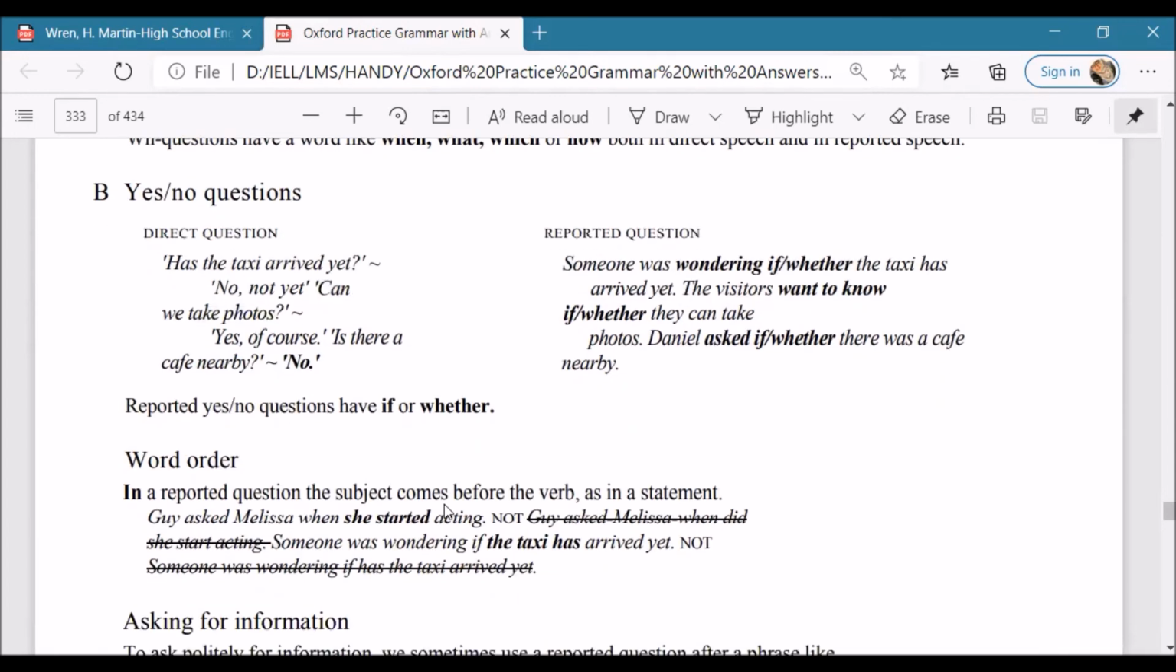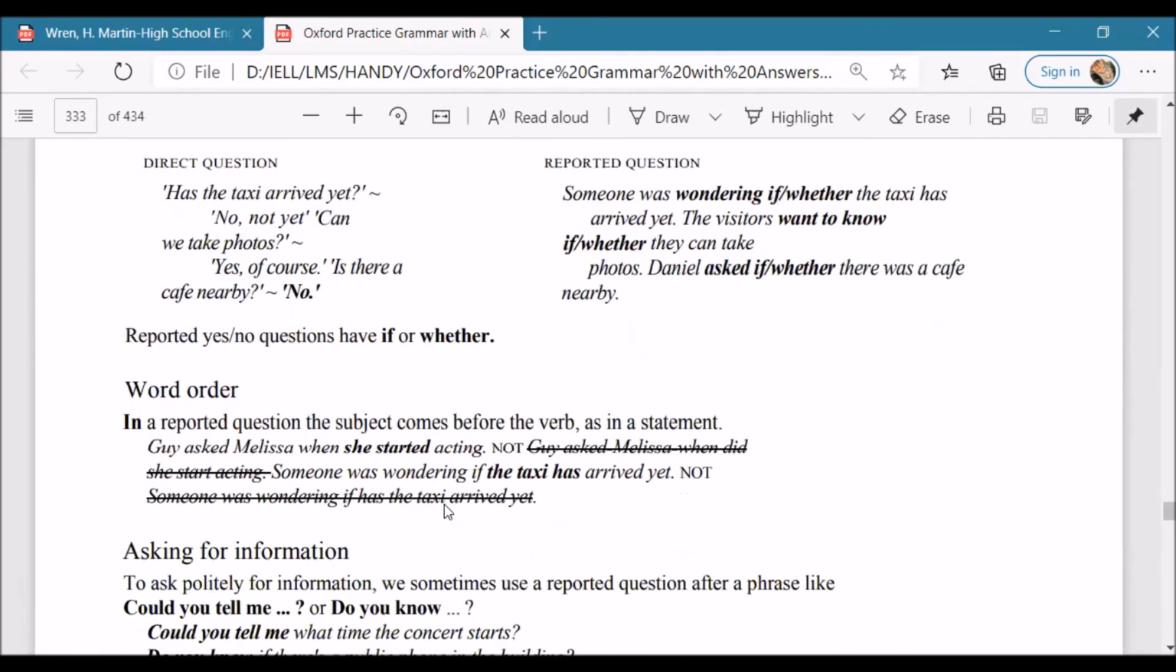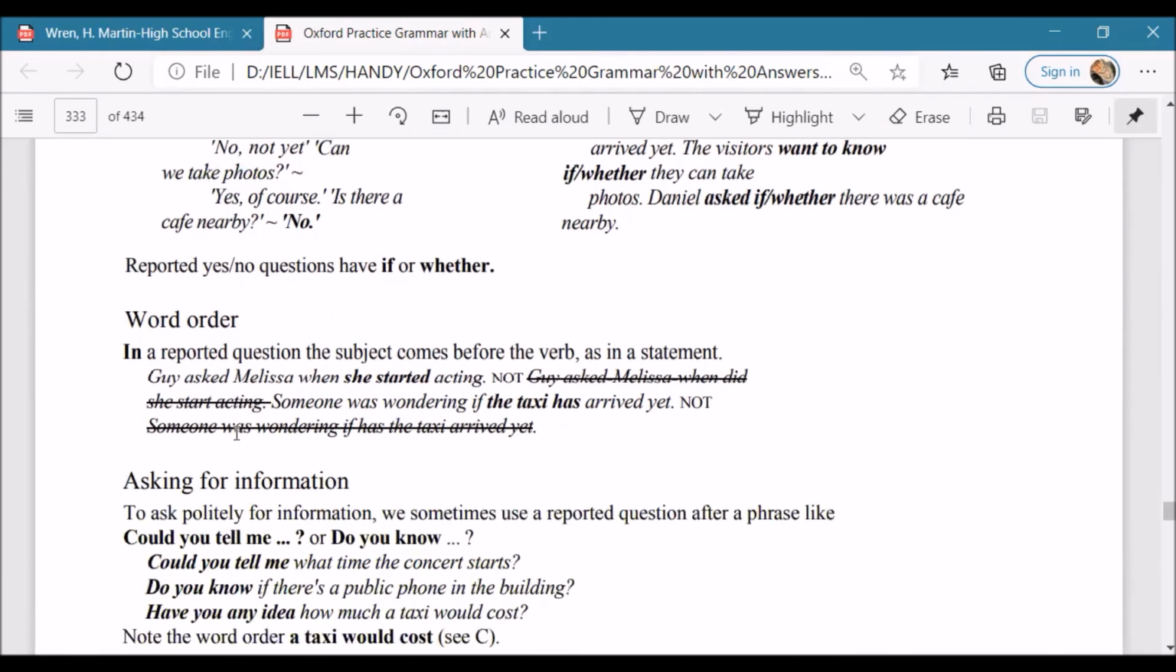So we also have to be careful of the word order. In reported speech, the subject comes before the verb as in a statement, because it is not a question anymore. Rather, now it's a statement. So we have to keep this order according to the statement.